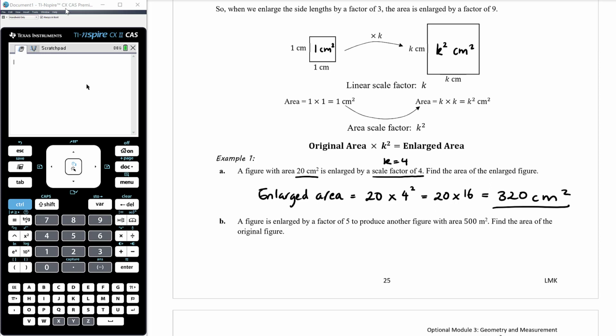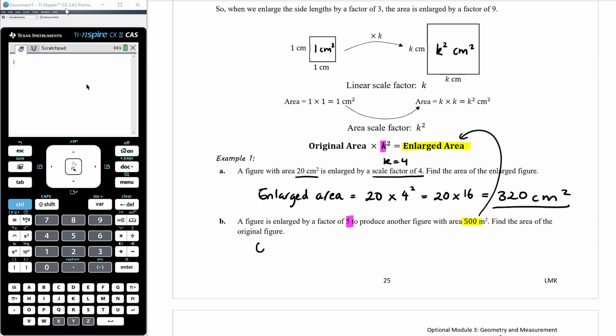Part B, a figure is enlarged by a factor of 5 to produce another figure with area 500 metres squared. Find the area of the original figure. Okay, so in Part A, we've been given the original area, and we've been given k, so we worked out the enlarged area. In Part B, we have been given the enlarged area. Okay, so 500 is the enlarged area. And again, we've got the scale factor of 5, so that is k, which means k squared will be 25.